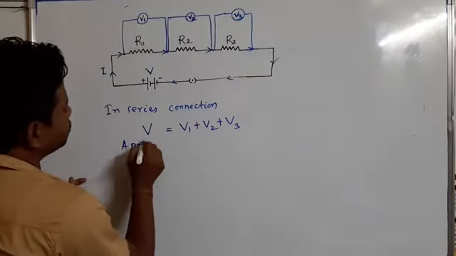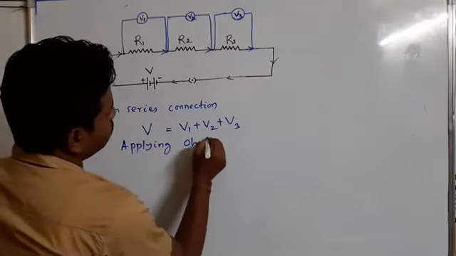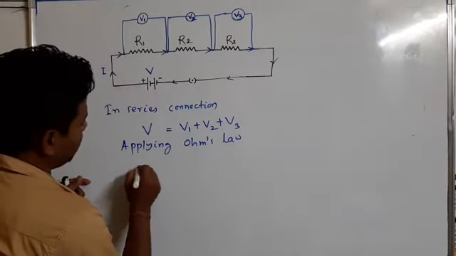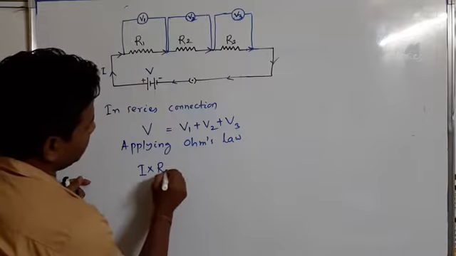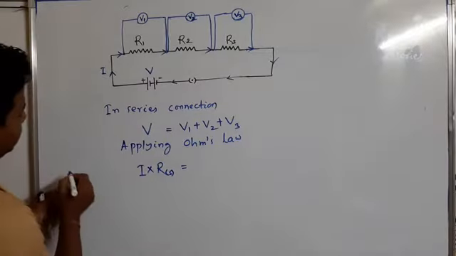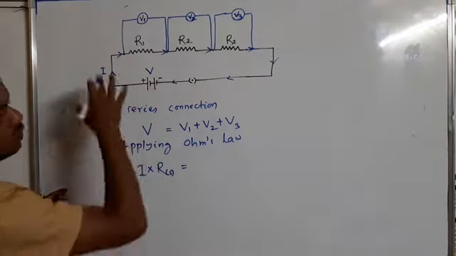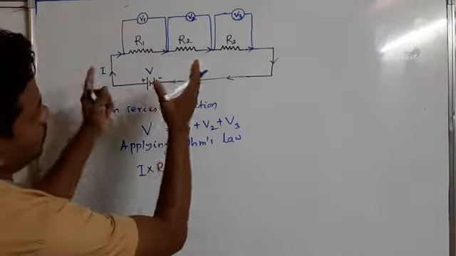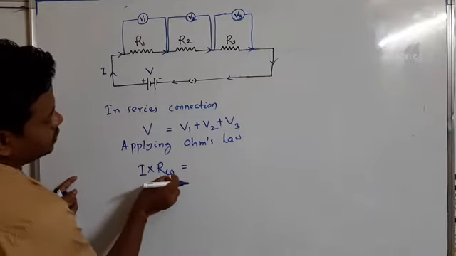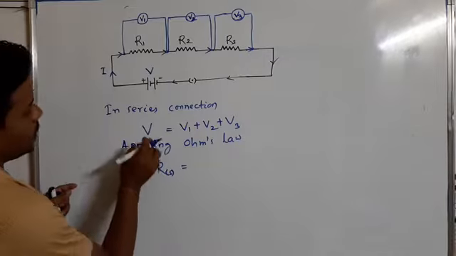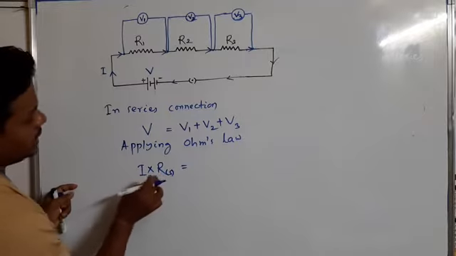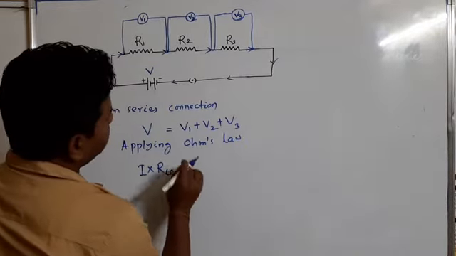Now applying Ohm's law, I can say V equal to I into R, and here I am writing RS. What is RS here? RS is the combined resistance of series connection, meaning the total resistance of these three resistors is represented as RS. So the total voltage equals total current into total resistance, so I into RS.